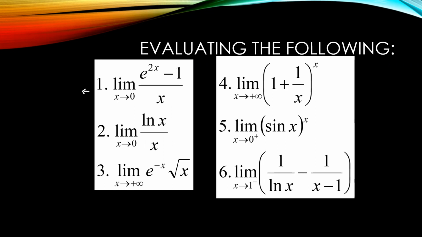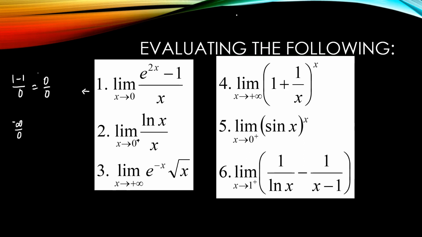The limit as x approaches 0, e to the 0 is 1 minus 1 all over 0. So this one is 0 over 0. This is an indeterminate form. The limit as x approaches 0 for ln of x, on the assumption that this one is from the positive side, that becomes negative infinity over 0.